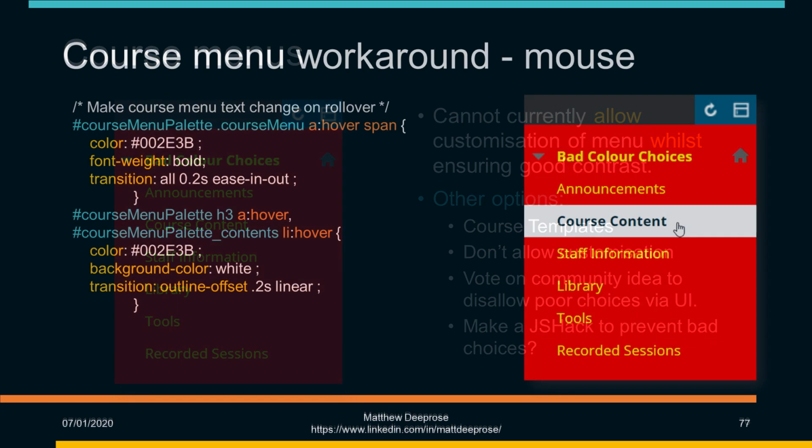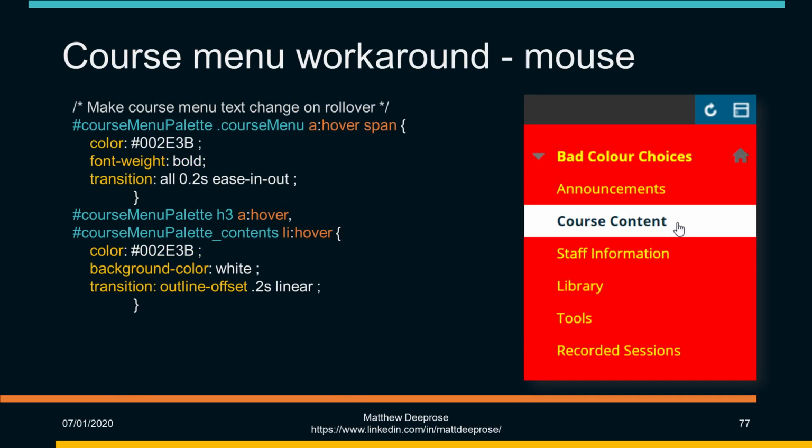Some of the things that we've done to try and help our students work around that is we set that when you hover with the mouse over a menu point, over a course menu item, the background changes to white, the text changes to black and is emboldened, and that way if there's something you can't quite read, when you hover your mouse over it, you will be able to read it.